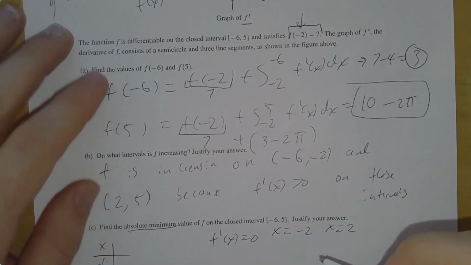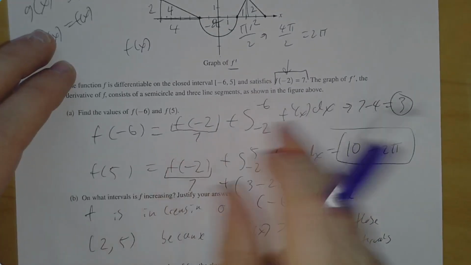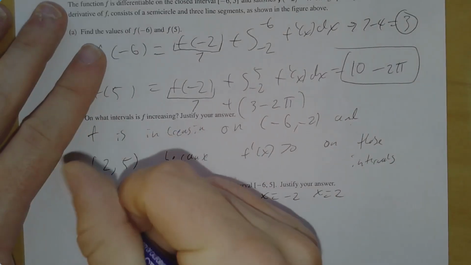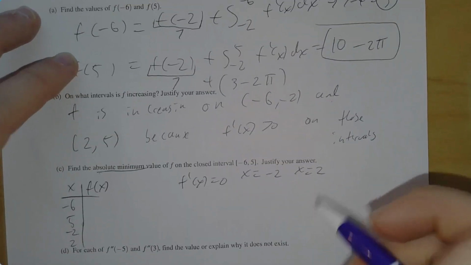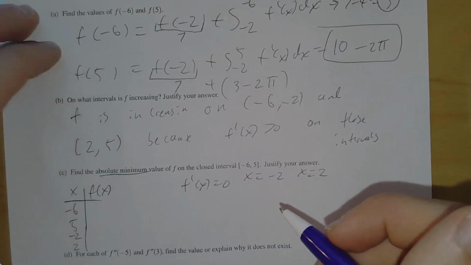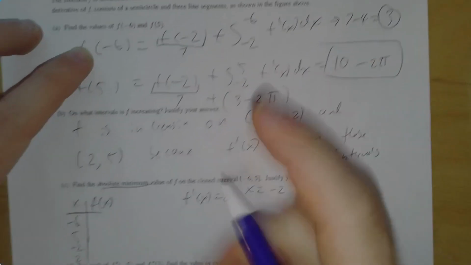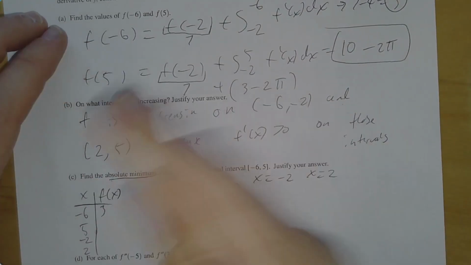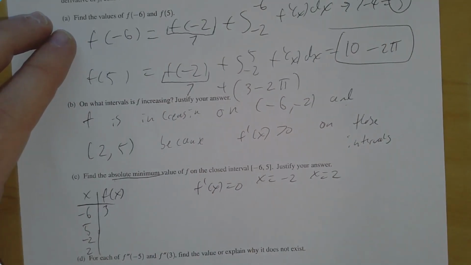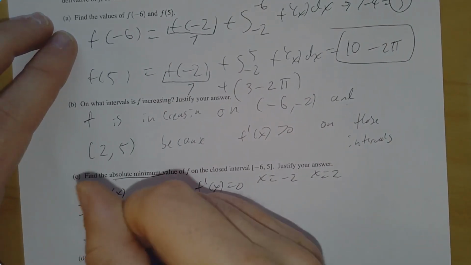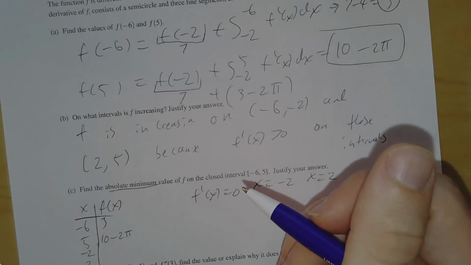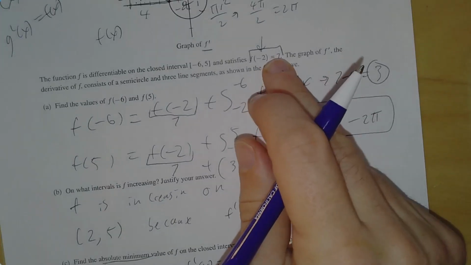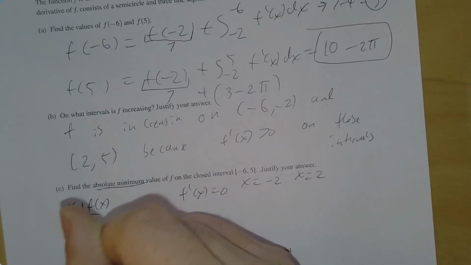And then I'm going to plug that into this function here, right? This is the f of x there. So do I already know some of these? Yes, I do. I already know f of -6 is 3. That was given to me, or I found that earlier. And I know that f of 5 is 10 minus 2 pi. And I know that f of -2 is 7, because that's given to me. Okay, so I just need f of 2 right now.